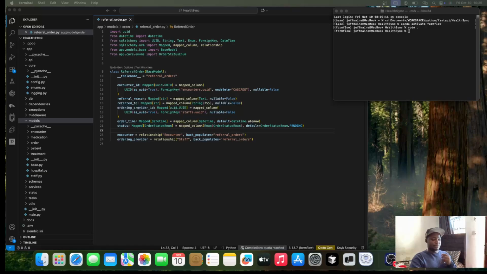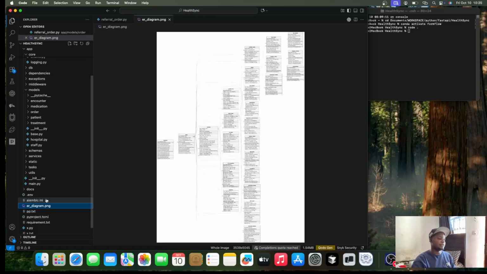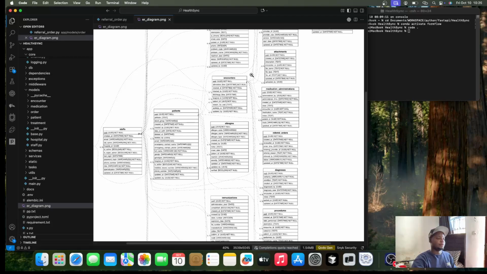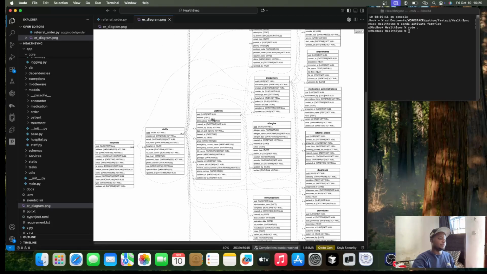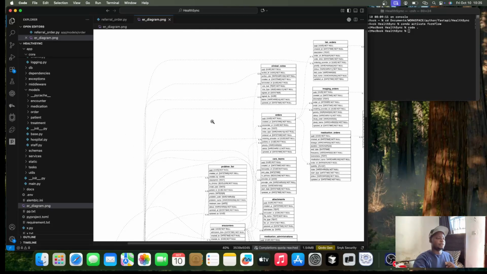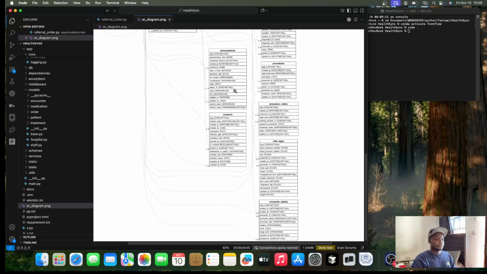The current status and next steps. Right now, I've completed the database setup, like the models and the relationships, and even an AI diagram that I would like to showcase. So this is our AI diagram, which contains everything from the hospital to staff to patient, then back to our clinical notes, our lab orders and stuff like that. So these are the relationships which I completed last night.